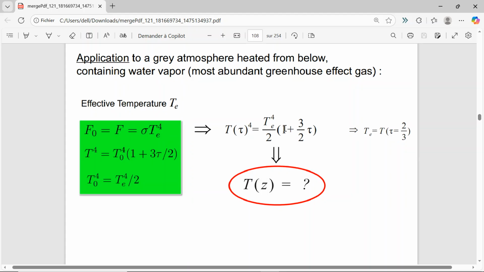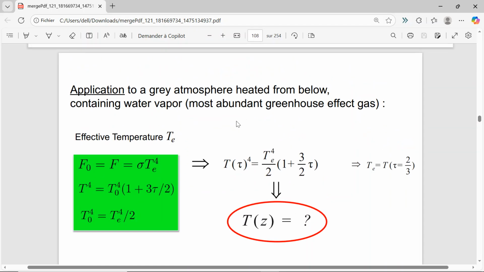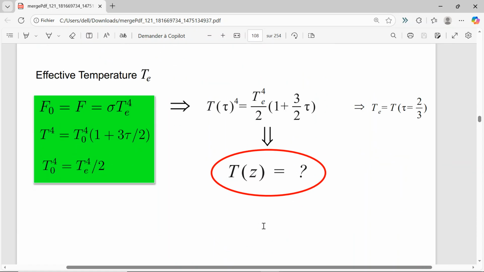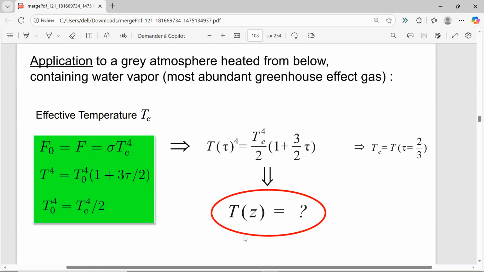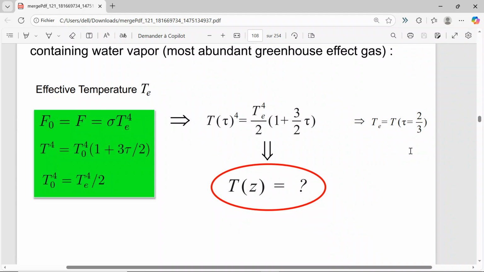Super. We can now derive the effective temperature. We know that the skin temperature T0 to the power 4 is equal to Te to the power 4 divided by 2. It allows us to find the effective temperature, which is the temperature when tau is equal to 2 over 3. So we found the optical depth of the effective temperature.